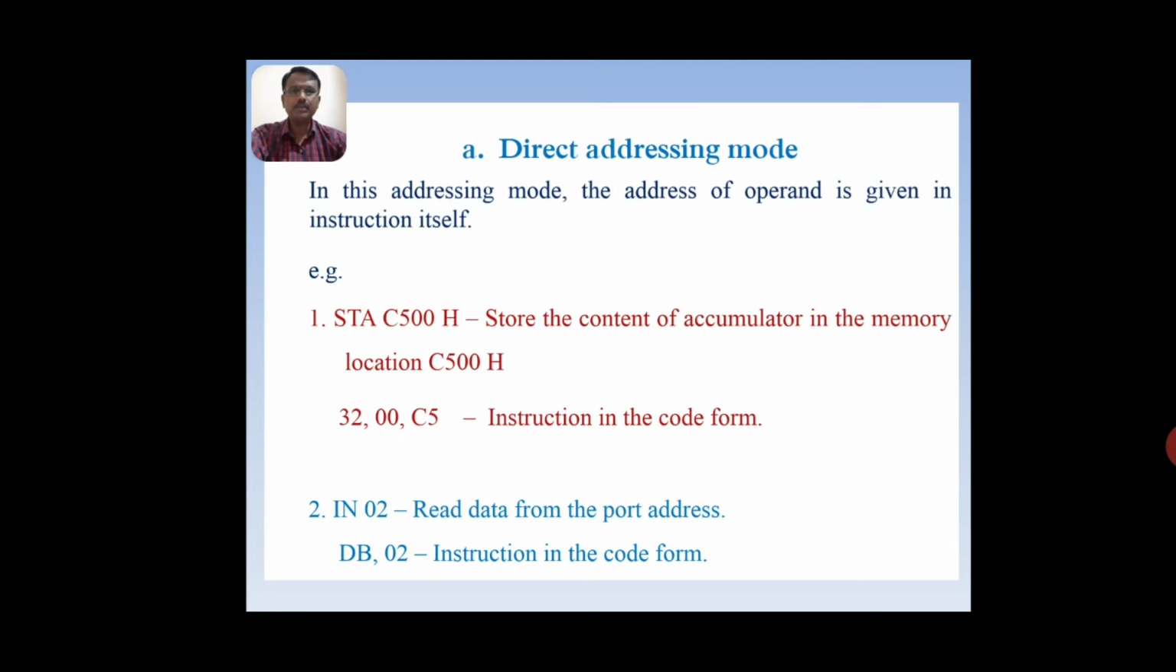So what will happen? Due to this instruction, whatever data is at this port will be read by the microprocessor and will be moved into the accumulator. This instruction has an opcode DB for IN operation, and 02 is the port address. So 2 bytes will be required to execute this instruction. So whenever the address of operand is given in the instruction, then it is a direct addressing mode.